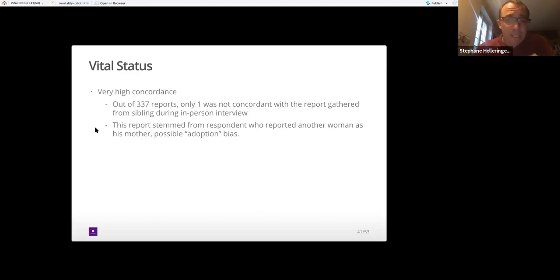Another one might be that there were errors in linking brothers and sisters in the HDSS dataset, or another reason might be adoption bias. Somebody who considers, for example, the second wife of the father of his or her father as their mother, or a stepmother, and so on and so forth. So all of this might explain these occurrences, but it's very rare in our instance.